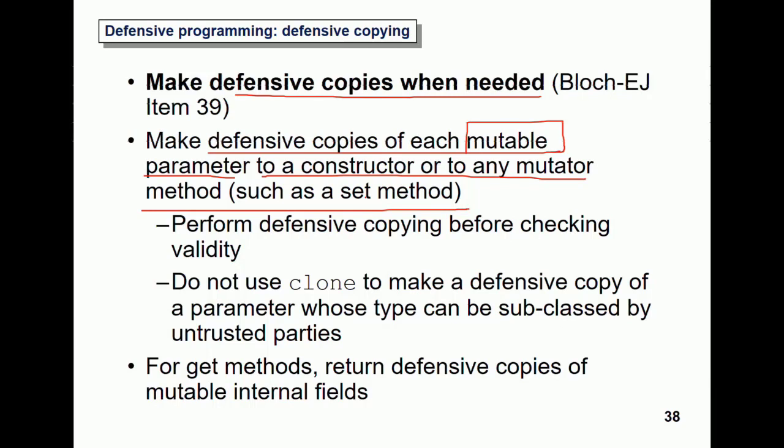If you're passing around objects whose values are constant and can never change, then you don't need to do this. But if it's mutable, if it's changeable, then you do need to do this. You need to perform defensive copying before checking the validity. So that's the first step. Okay, so we'll look at an example of how to do that in a second.